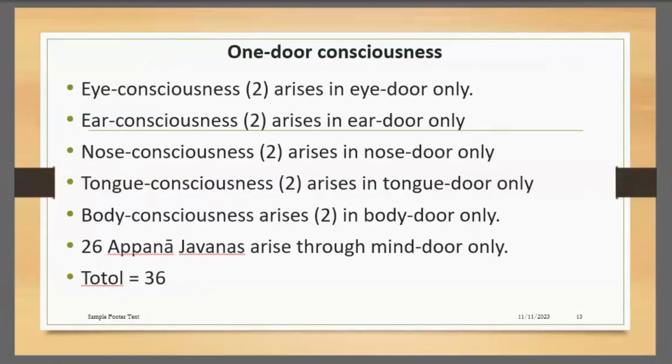Then 26 Appana Javanas, Rupavachara, Arupavachara, and Lokuttara Chittas. Those Kusala, Rupavachara Kusala Kiriya, Arupavachara Kusala Kiriya, and Lokuttara Chittas. Those 26 Chittas arise through mind only. So how many Chittas arise through only one door? There are 36: 26 Appana Javanas and 10 Dvipancha Vijnana.